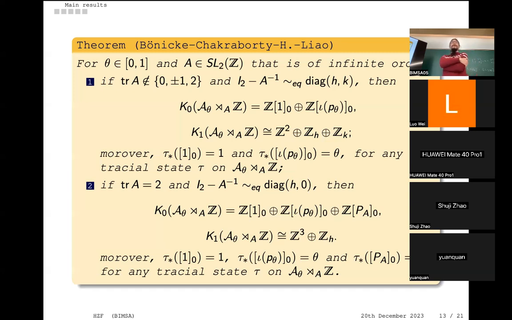So basically, item 1 gives the explicit computation of the K-theory part of the Elliott invariant for most of the cases, by which I mean that the trace of the generating matrix of the integer action is not 2. Okay. But when it is 2, this is a little bit tricky.